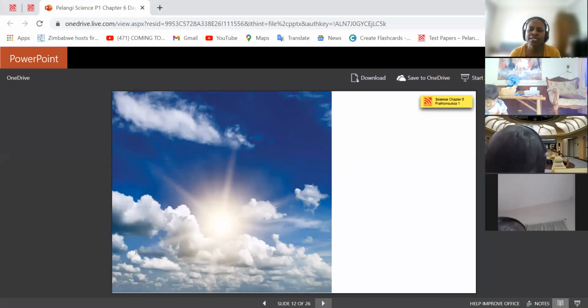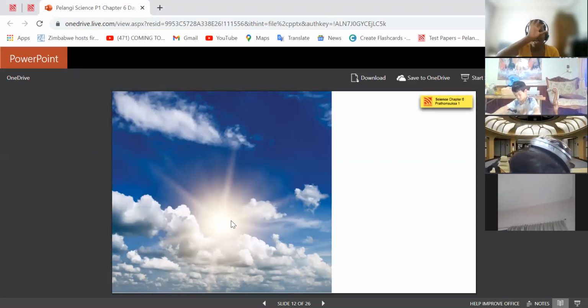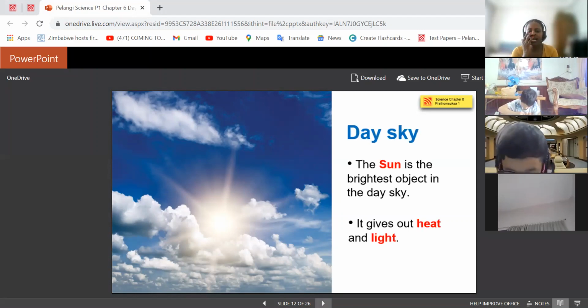Let's look at the picture on page 97 and on the screen. We can see that there are clouds and there is a sun, and it's very bright, okay? All right. So we want to see the day sky.